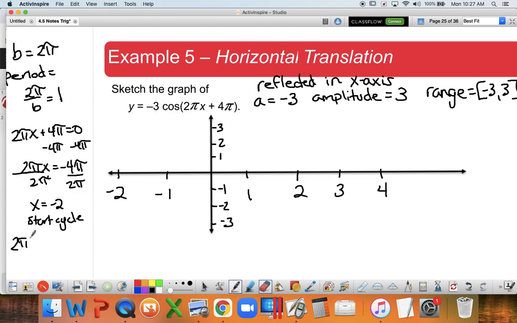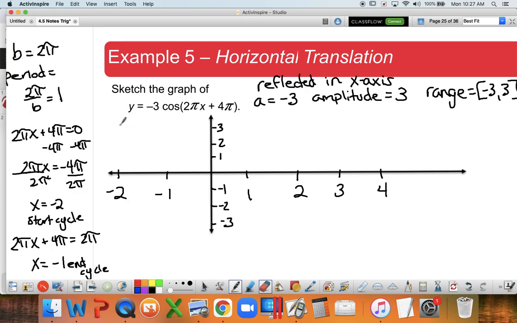Then I'm going to take this and set it equal to 2 pi. I subtract 4 pi, so I get -2 pi. Then I divide by 2 pi, so I get x equals -1. This is where I end my cycle. So doing all of this, I know that I have a period of 1, which is going to help me set up my x-axis. I know it's reflected in the x-axis, so I've got a lot of moving pieces that I have to remember.